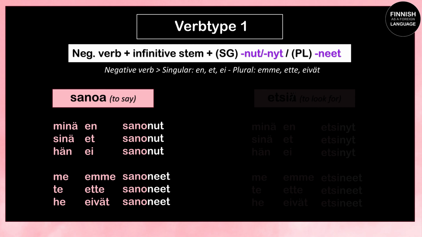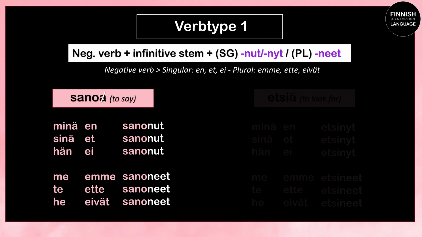Let's take a look at one example. Sanoa means to say. In order to receive the infinitive stem, we have to remove the last letter of sanoa, which means we remain with sano, which is our infinitive stem. So the first person negative imperfect of sanoa is minä en sanonut. I didn't say. Sinä et sanonut. You didn't say. Hän ei sanonut. He or she didn't say.